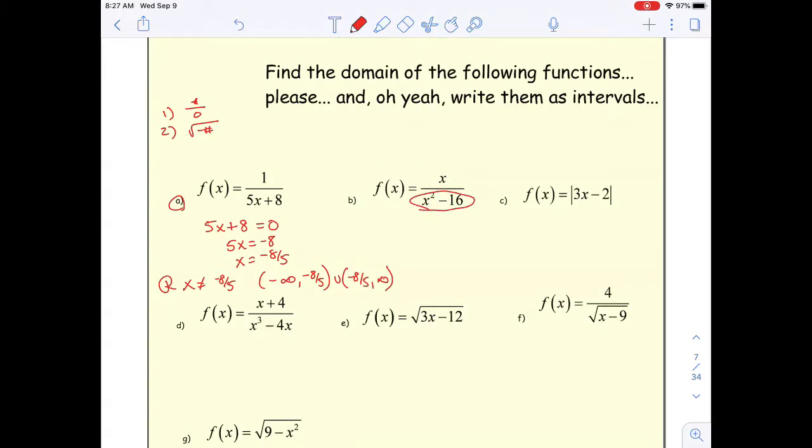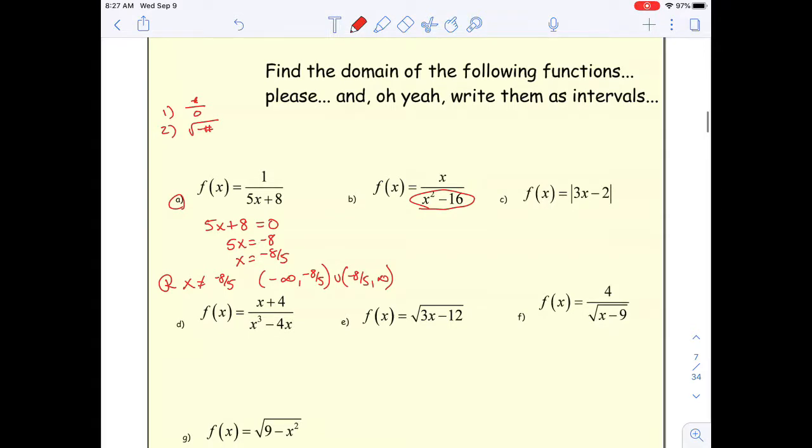The next one, x squared minus 16 cannot be 0. So we set that equal to 0 to find out what makes it 0, and whatever makes it 0 can't be in the domain. That means x squared equals 16, so x cannot equal plus or minus 4. So this one's all reals, x cannot equal plus or minus 4. That's one way to write it. In interval notation, we go -infinity to -4, -4 to 4, and 4 to infinity.